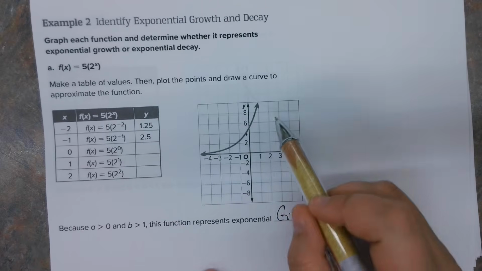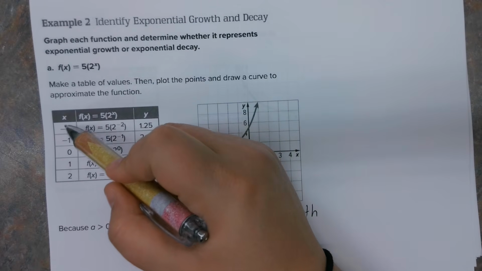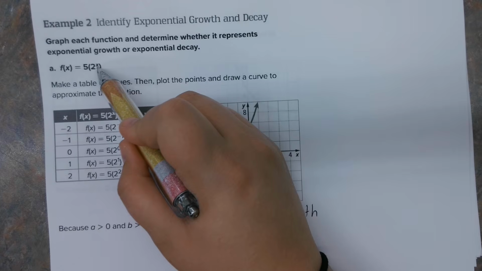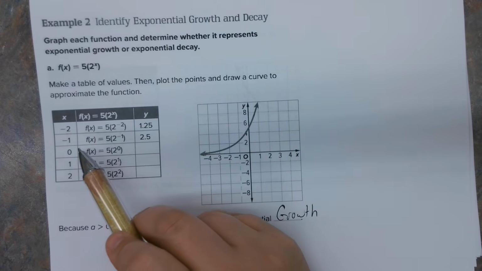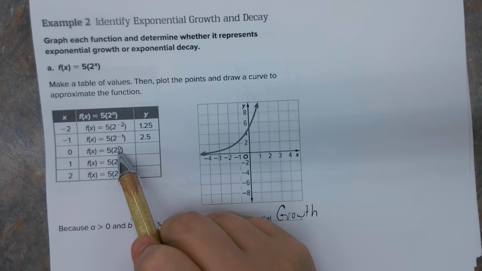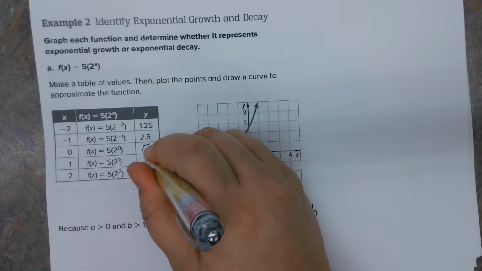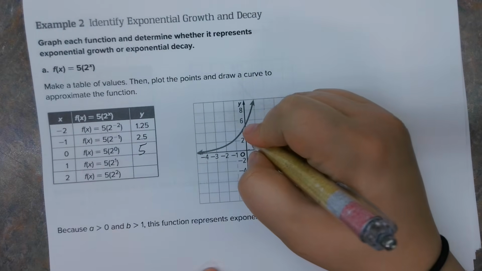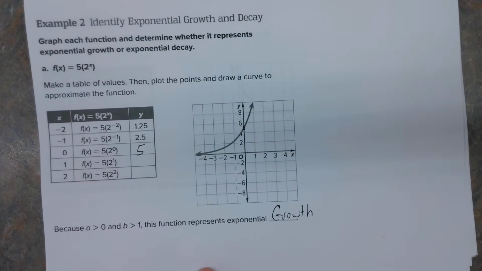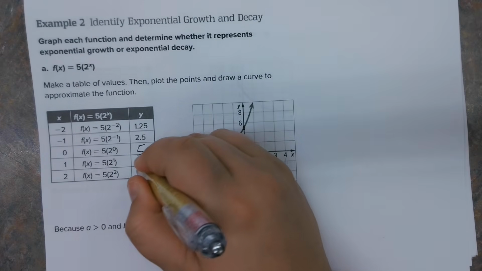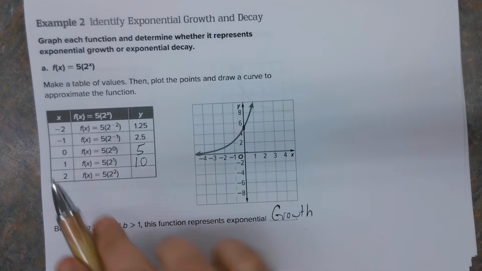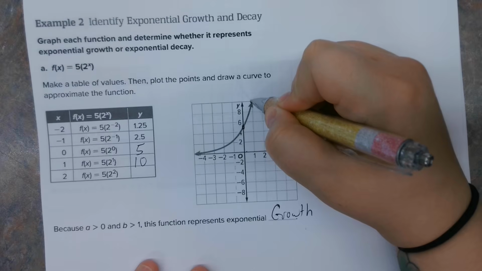But if they wanted me to graph it, the variable that I'm replacing x with is the exponent. So I'm just going to plug them into this equation. If I plug 0 in for x, well, 2 to the exponent of 0 is 1. 5 times 1 is 5. So I went 0, 5. There's the point. If I plug 1 in as the exponent, 2 to the exponent of 1 is still 2. So 5 times 2 is 10.